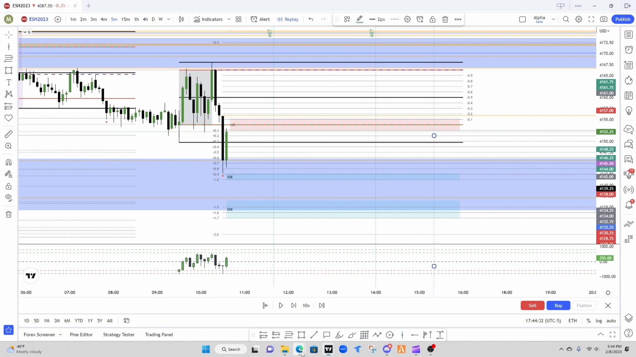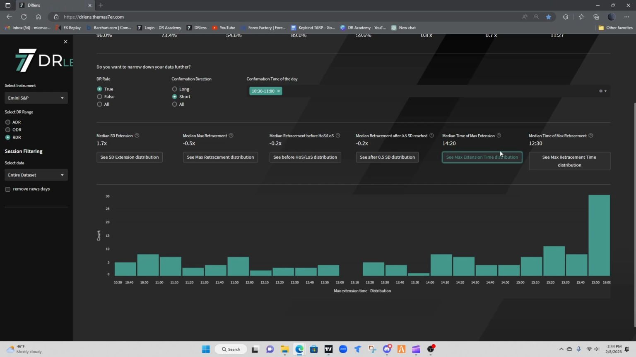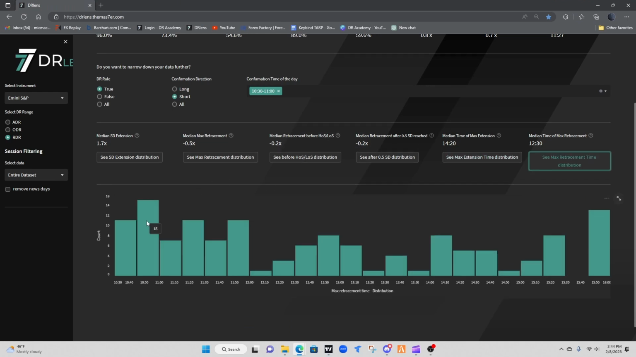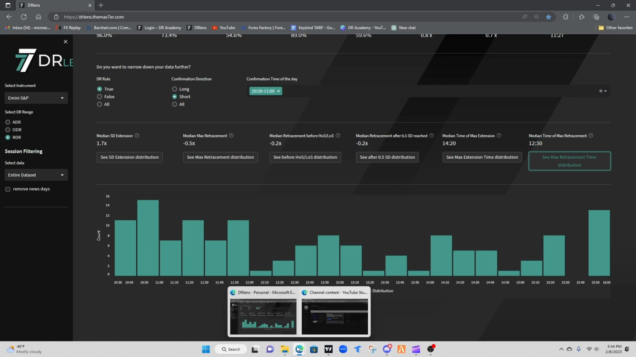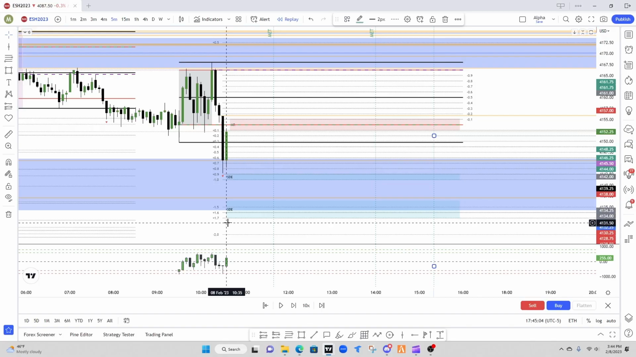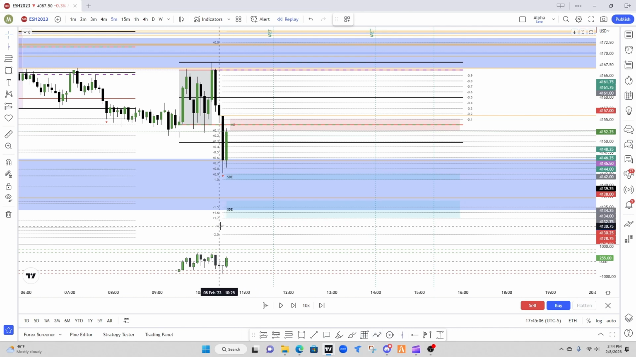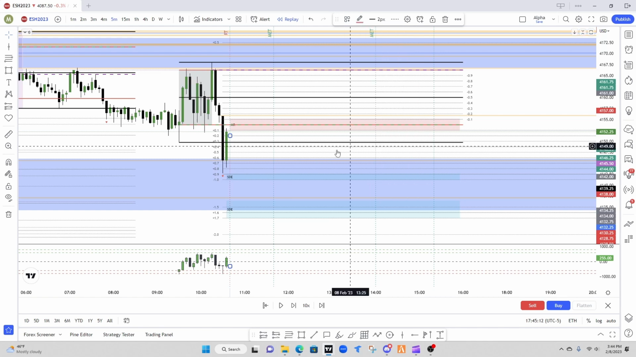Okay, and now let's go look at our retracement times. Our first real big retracement is going to be first thing, so roughly around the time we're at now, which we saw we kind of got our confirmation and went straight back into the DR range. So that would probably explain this little bunch right here, but we'll mark it out anyway. So we're looking roughly at 1040. That is our retracement time.